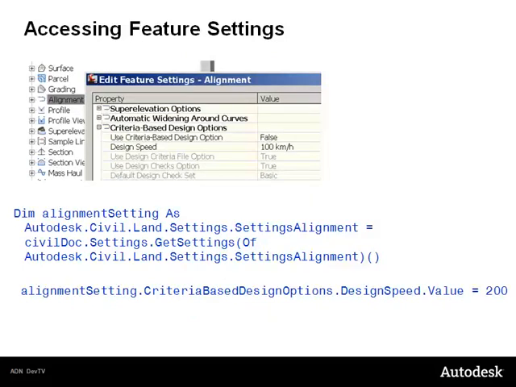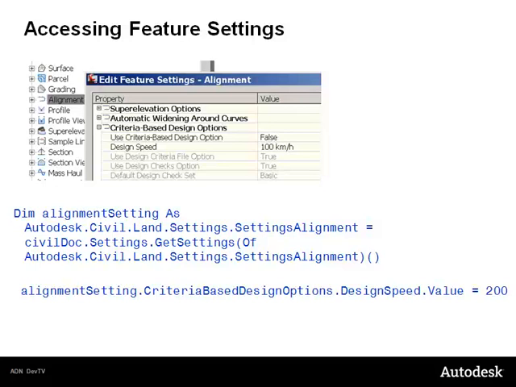This slide shows the alignments feature settings UI window. The code snippet in this slide shows how to access the design speed property, which is a specific setting for the alignment feature in Civil 3D. As I mentioned earlier, feature and command settings are in the namespace for the related feature, and you can see here to access the design speed property, we use the Autodesk.Civil.Land.Settings alignment object.